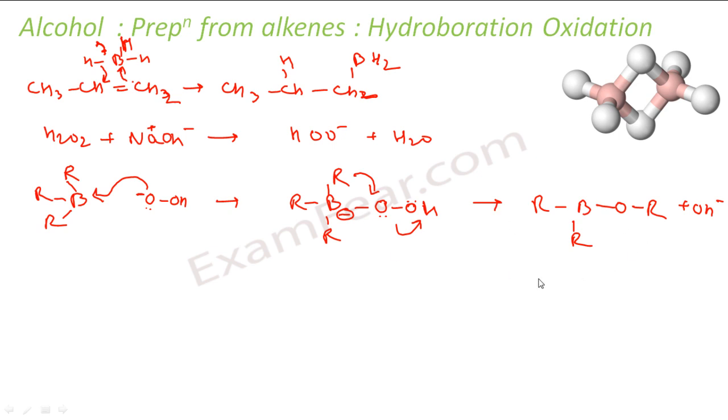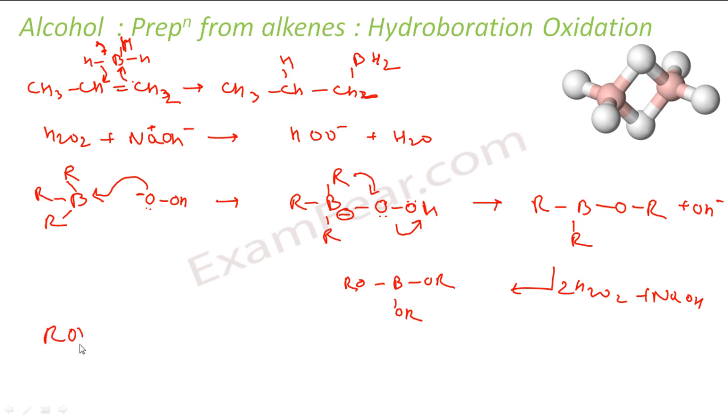The same reaction will happen again and again. You do it with H2O2 plus NaOH twice. So what happened here, if you see, it was BR3, now it is BR2 and one OR. So next time this R will be replaced with OR, and this time this R will be replaced with OR. So twice I am doing this, and what you get is B and three times OR, trialkyl borate.